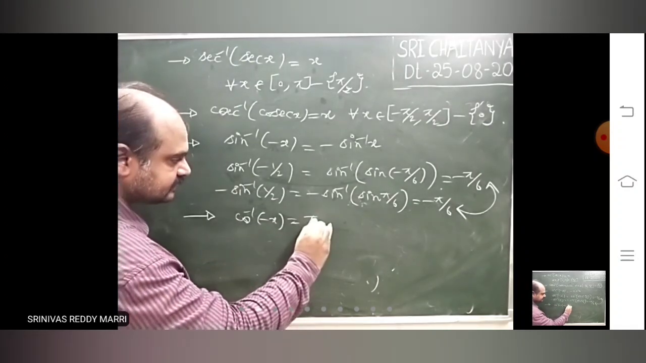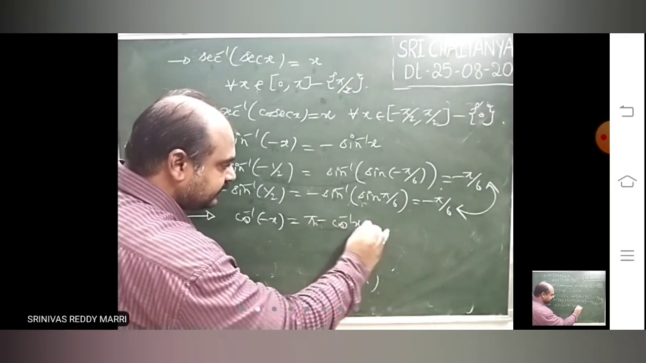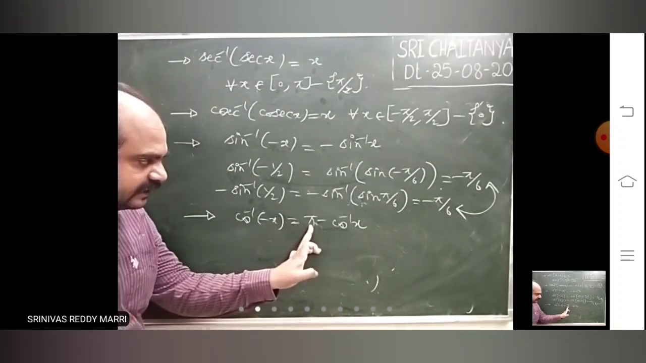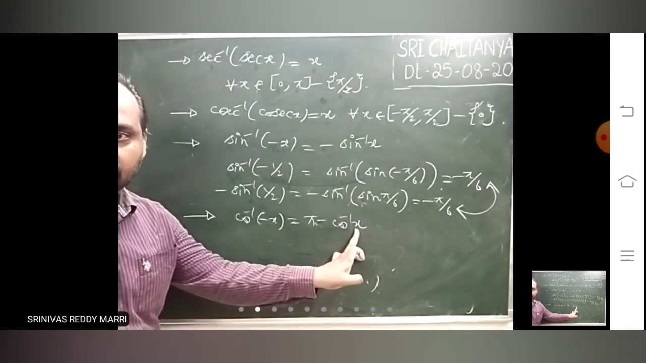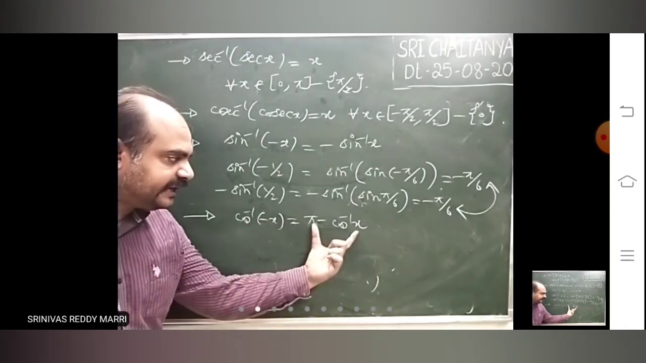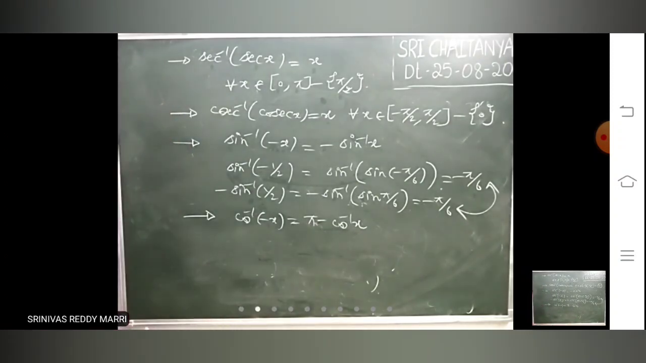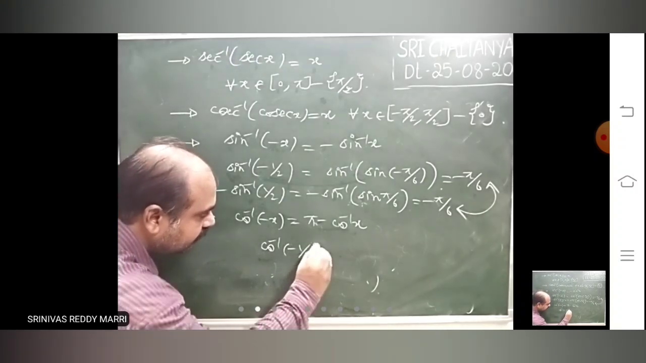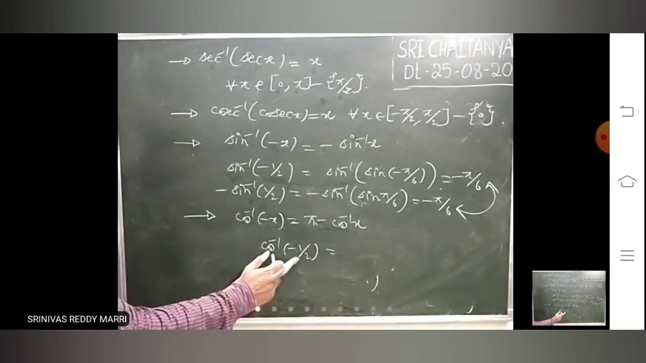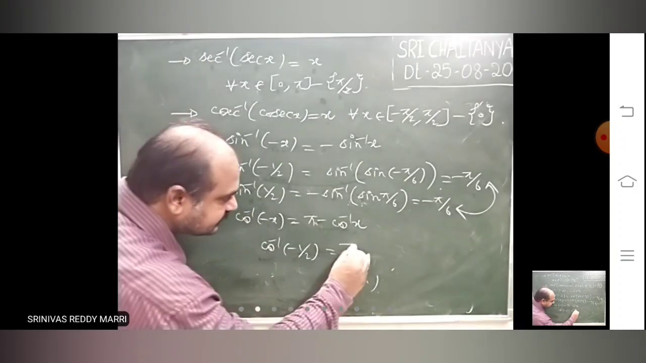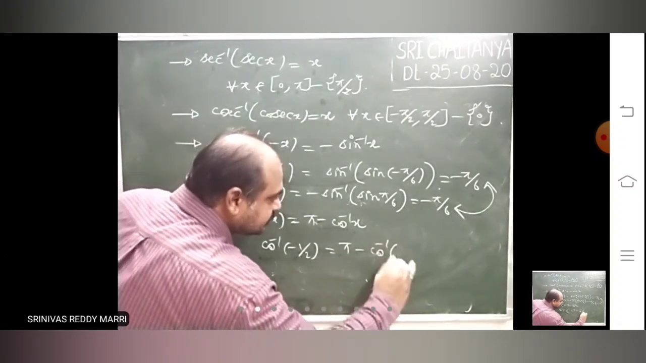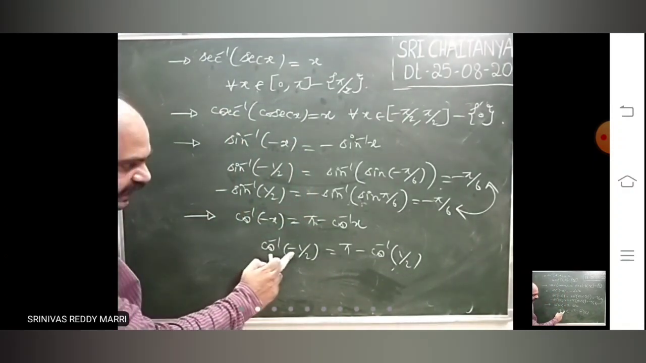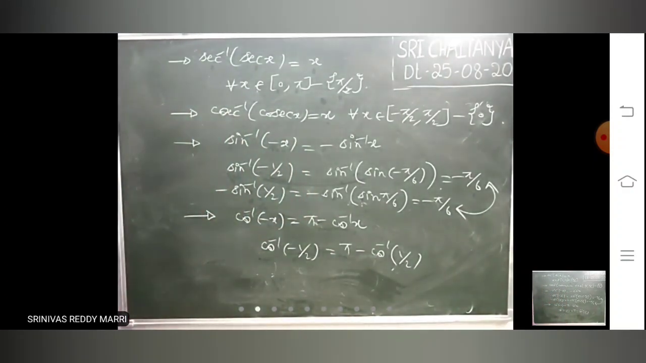Cos inverse minus x. This formula is pi minus cos inverse x. For cos inverse, you will get pi minus cos inverse x. Suppose how to use this? Look at cos inverse minus 1 by 2. First, eliminate minus. So, this is minus x. Pi minus cos inverse 1 by 2. This you can write as pi minus cos inverse 1 by 2.